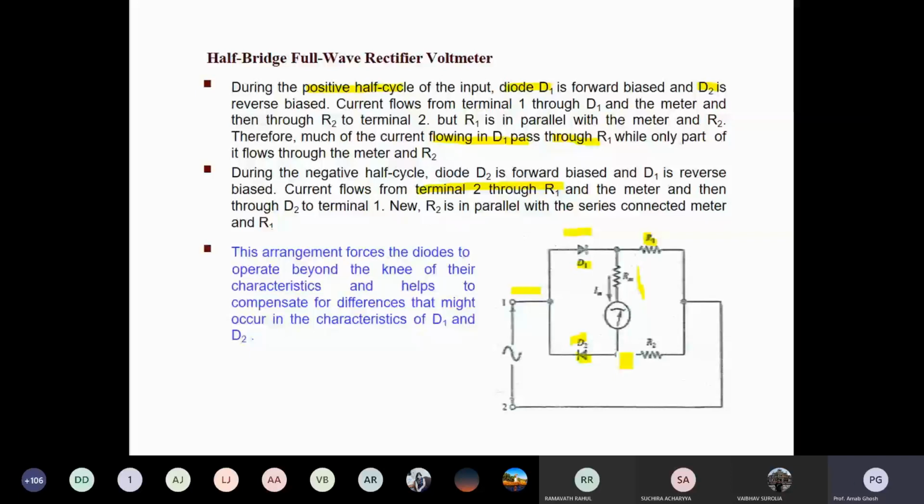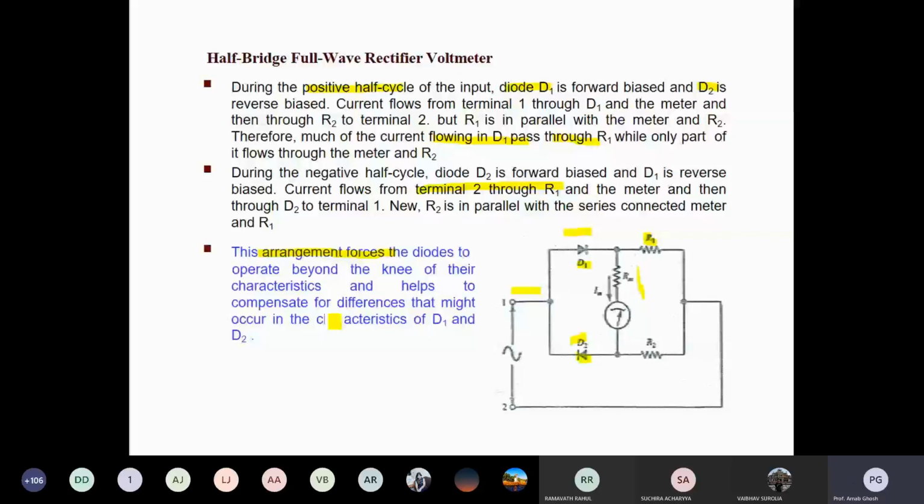Now R2 is in parallel with the series-connected meter and R1. Definitely it will be parallel to the series-connected R1. This arrangement forces the diodes to operate beyond the knee of their characteristics and helps to compensate for differences that might occur in the characteristics of D1 and D2. Okay, you can understand the differences between D1 and D2.